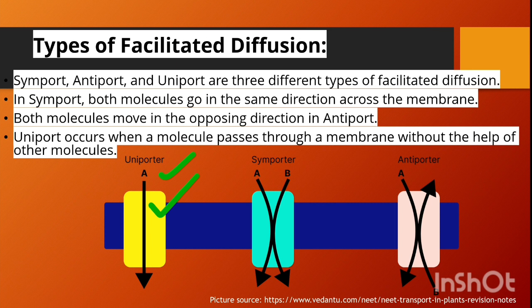Then what is symport? In case of symport, suppose there are two molecules A and B. Both molecules travel across the membrane in the same direction. A and B will move together. Then in case of antiport, suppose A and B are two molecules, they move in opposite directions. When A molecule moves inside, then B will move out. So this is the difference between antiport, symport and uniport.